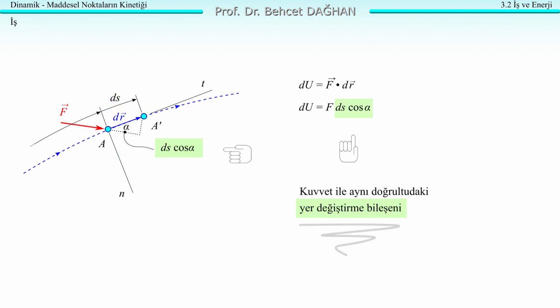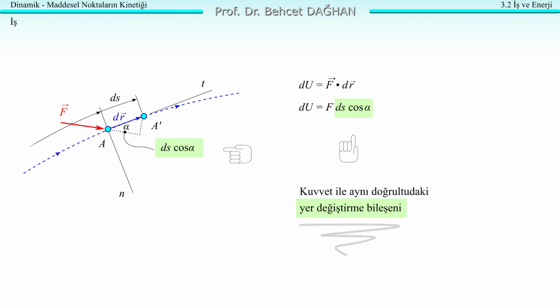What is ds times cosine alpha? It's the component of the displacement in the same direction as the force. It's the magnitude of the component of the displacement in the same direction as the force. So what are we doing? To find the work done by a force, we can multiply the magnitude of the force by the magnitude of the displacement component in the same direction as the force.